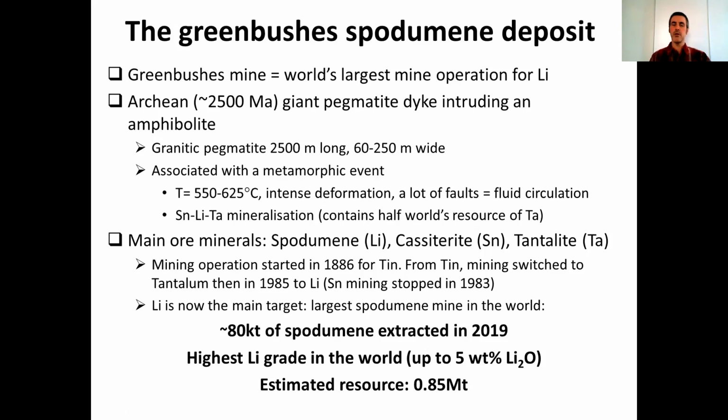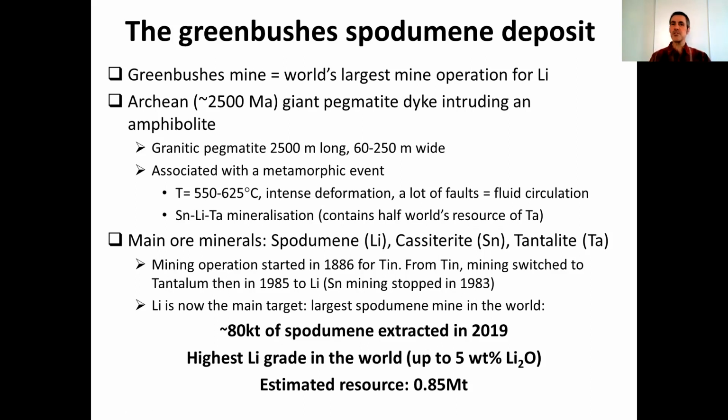It's associated with a metamorphic event. We believe that the temperature of crystallization was between 550 to 625 degrees. It happened during an intense stage of deformation. We have a lot of faults, and in this area we have a lot of evidence of fluid circulation. The main ore minerals in the Greenbushes deposit are spodumene, cassiterite for tin, and tantalite for tantalum.